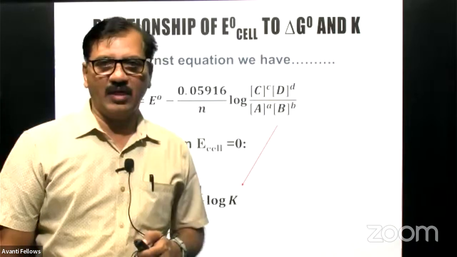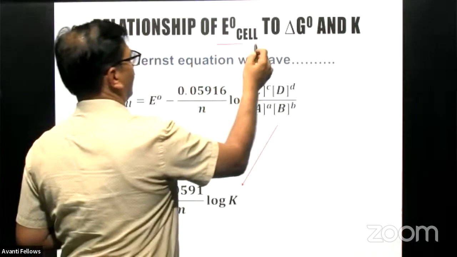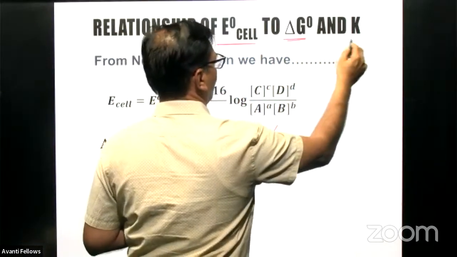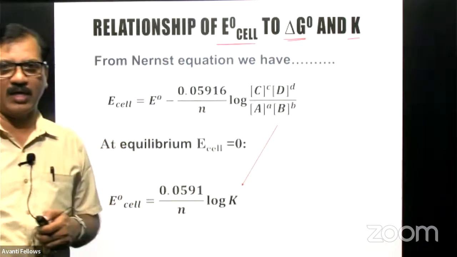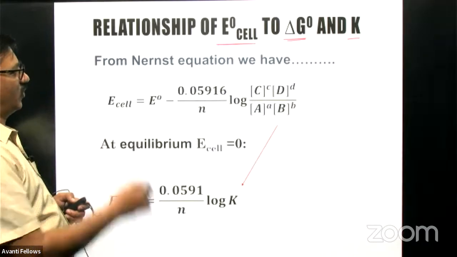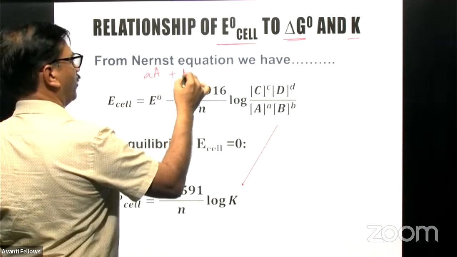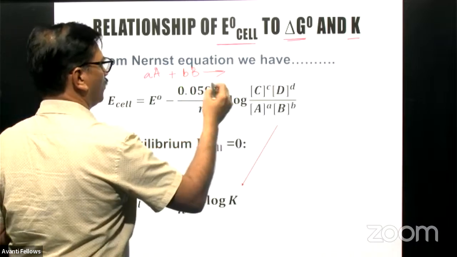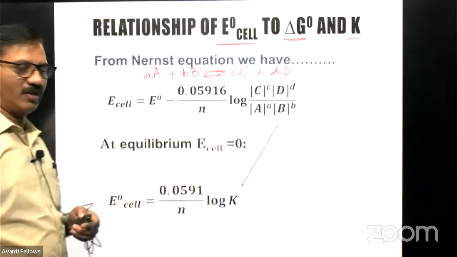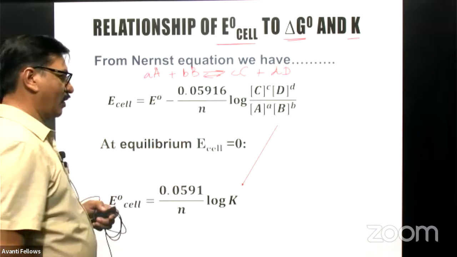Let us now see the relationship between the E0 of the cell, the standard electrode potential of the cell, the standard free energy change delta G0, and the equilibrium constant K, the thermodynamic factors relationship. We have the Nernst equation for an arbitrary reaction, say a moles of A plus b moles of B giving rise to c moles of C and d moles of D.